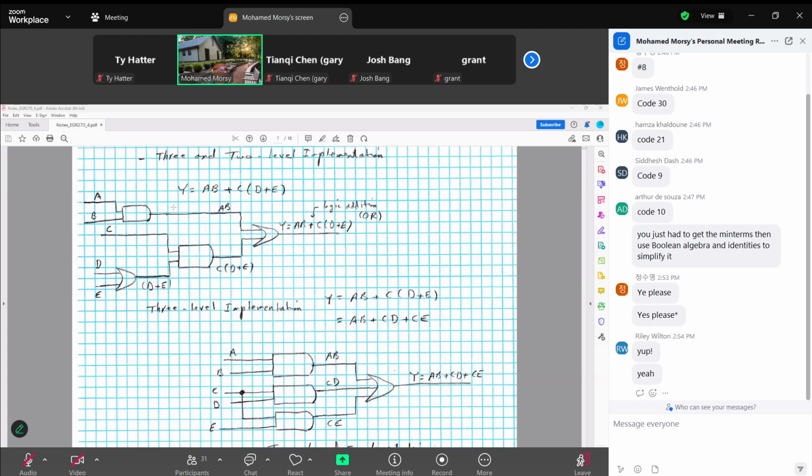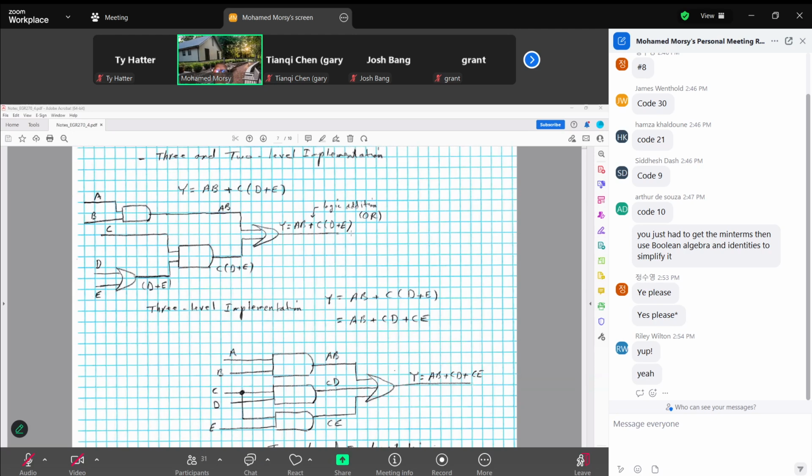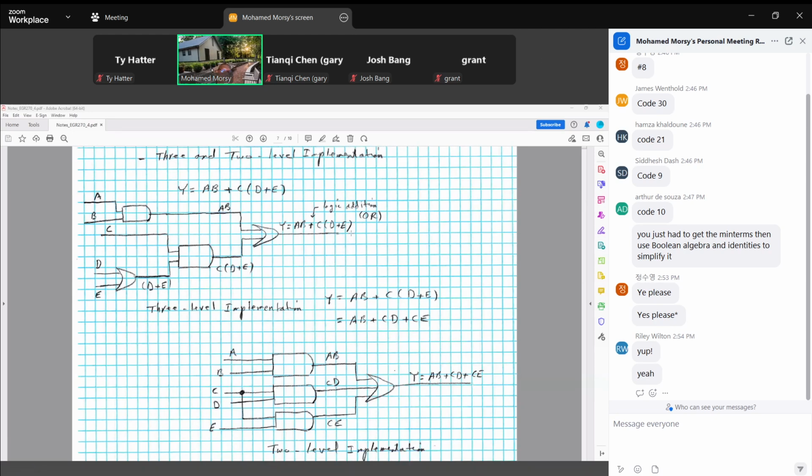And in this case, if we are given Y equal AB plus C multiplied by D plus E, and we want to draw the circuit, as we mentioned, we start with Y, the output, and go back step by step until we reach the input. So we know this is a sum of product. We have AB as a product term, C multiplied by D plus E as a product term, and then they are added by logic addition. So this is a sum of product.